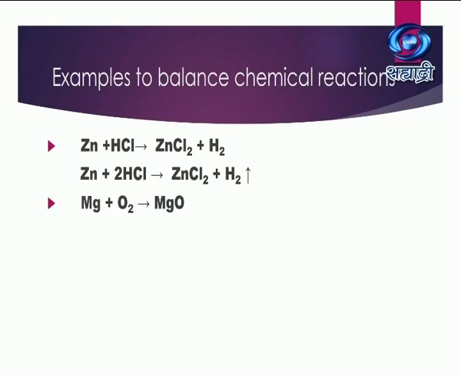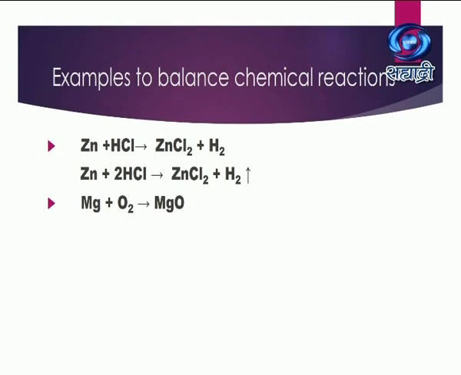Let us consider one more example. Mg plus O2, that is magnesium reacting with oxygen. It gives magnesium oxide. Again, you can find here magnesium is balanced, but oxygen is not balanced. So if we take 2 molecules of oxygen, there will be 4 oxygens on the product side.